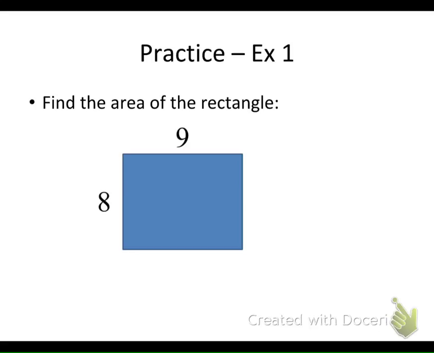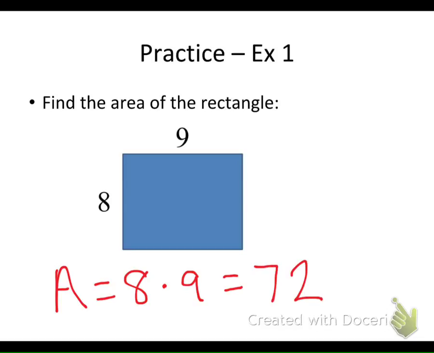All right, so let's go to that practice rectangle, the very first one. We're going to find the area of this rectangle. How are we going to find the area of this rectangle, Joey? Very good. Because what am I taking? Good. So I take 8 times 9. And my area equals, what is 8 times 9? 72. Awesome job, you guys.